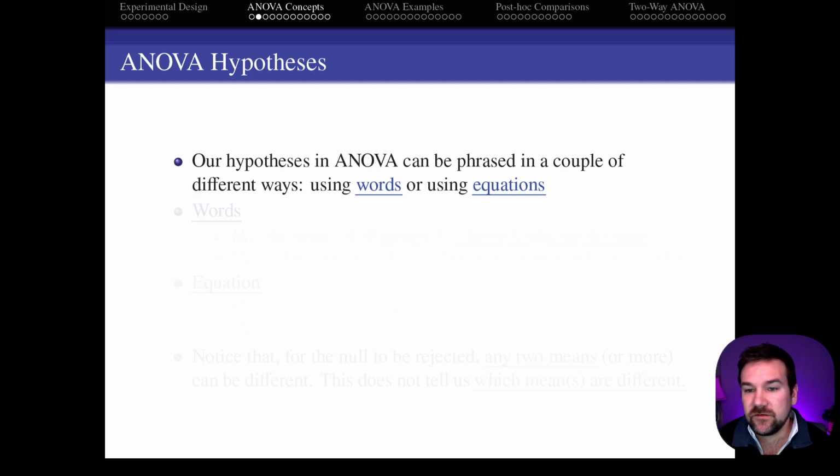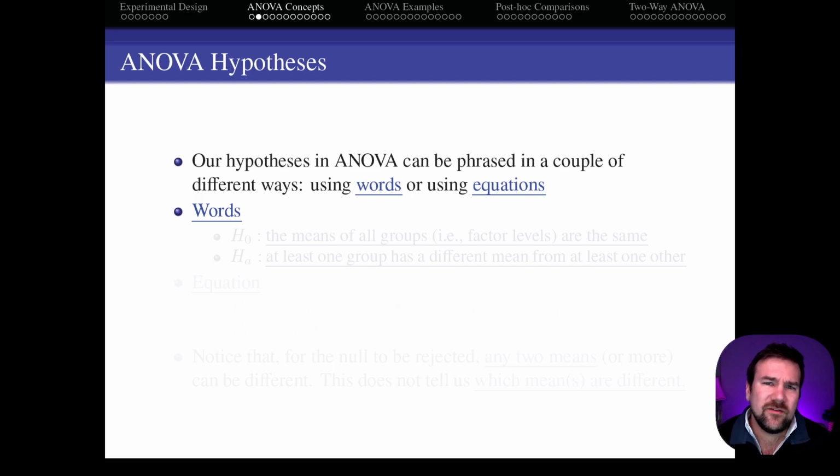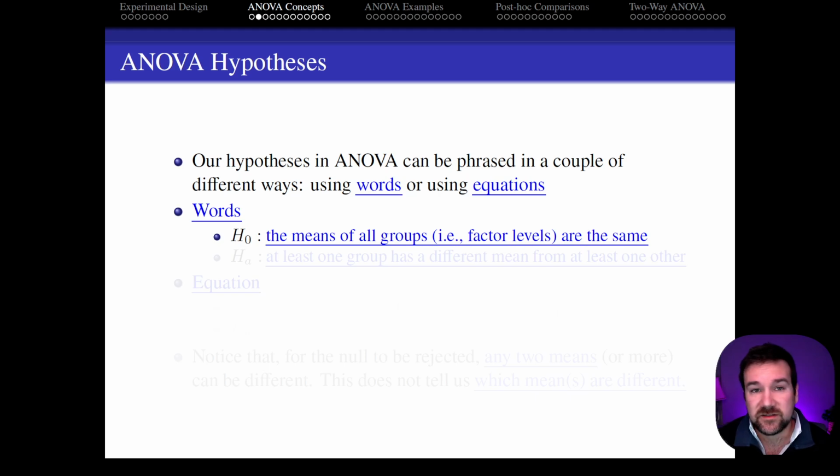Our hypotheses in ANOVA can be phrased in a couple of different ways. So I can do this either using words or using equations. For me, it's a little bit more common to write it out in terms of words, and I think this is going to be a little bit less intimidating for you. So I think that's going to be a general expectation for us, and I'll show maybe a slight difference where your book might write one of these in terms of equations, a specific form.